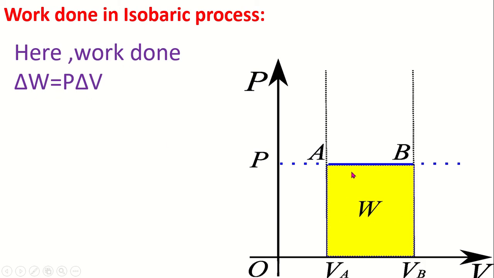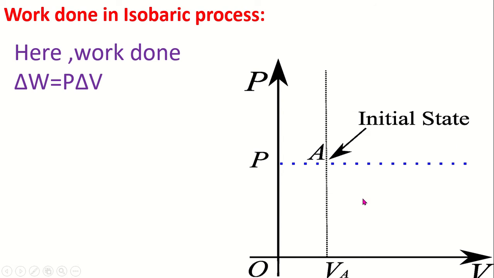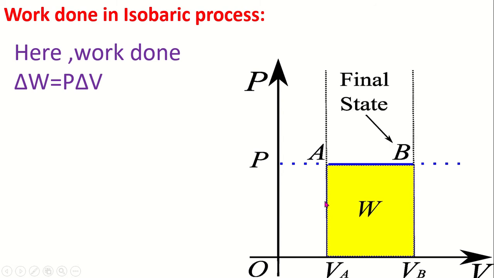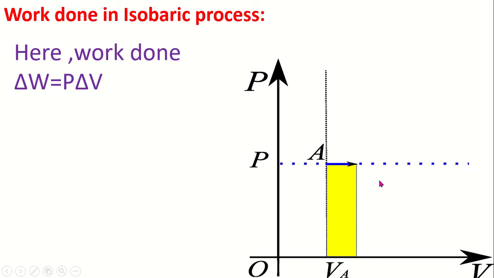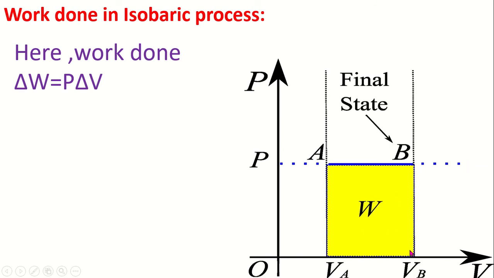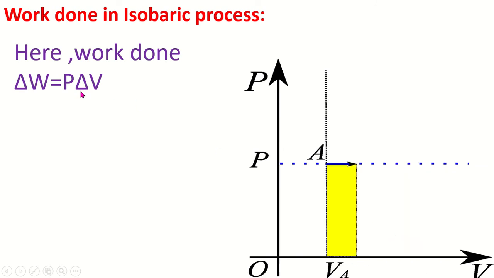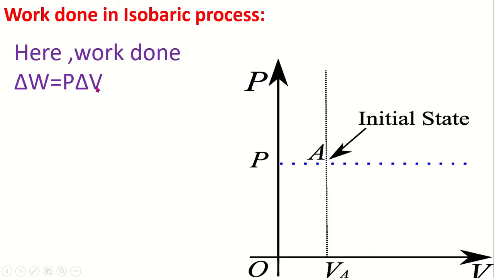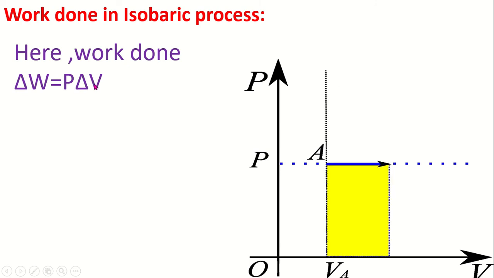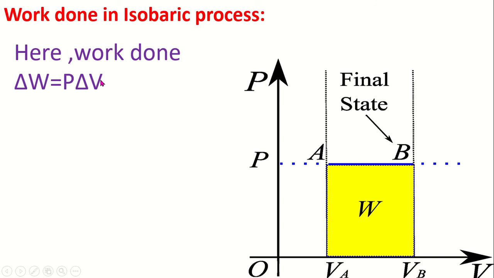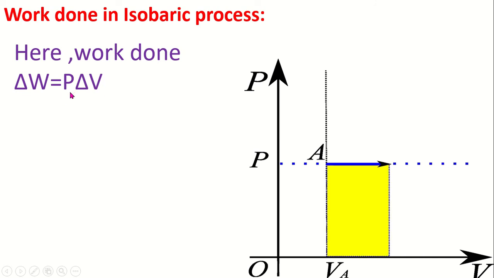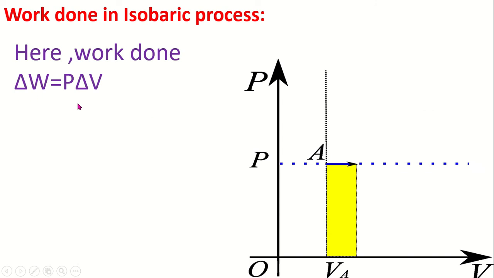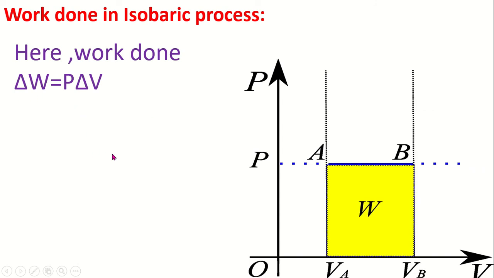That means, look here, area means length into breadth. So here length is what? Length is expressed by this pressure and breadth by the change of volume. So here pressure remains constant, that is P, and del V, that is change of volume, that means VB minus VA equal to del V. So the product of pressure and the change of volume is the work done in isobaric process.